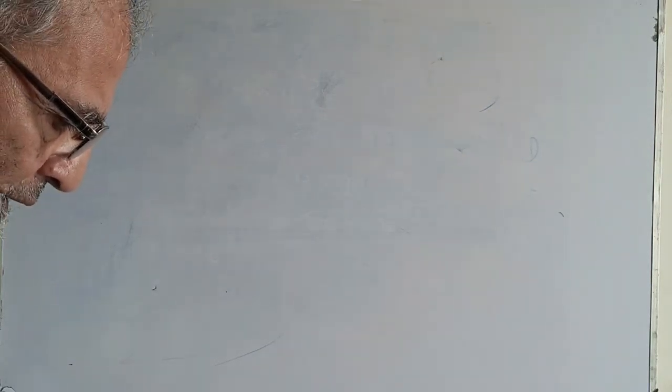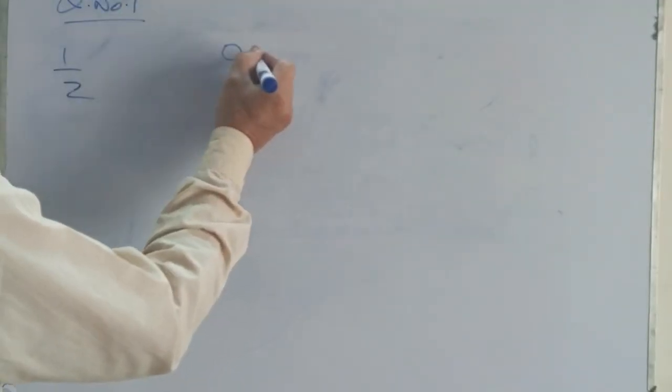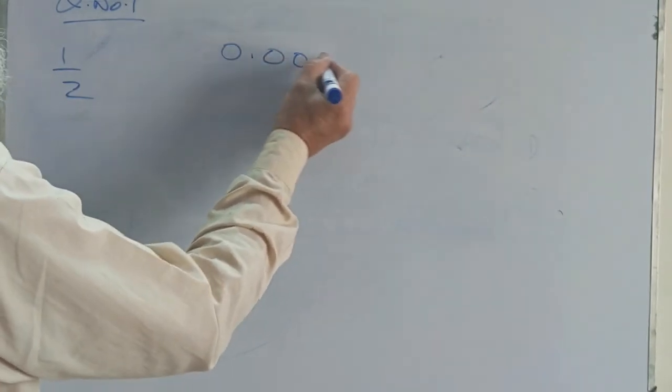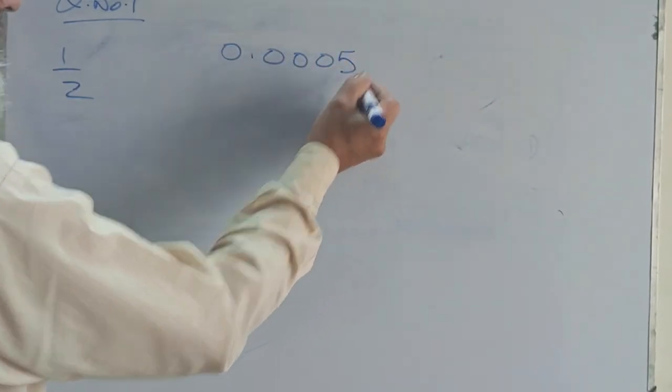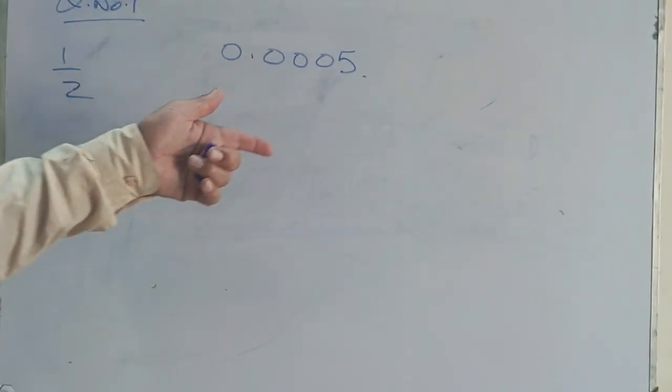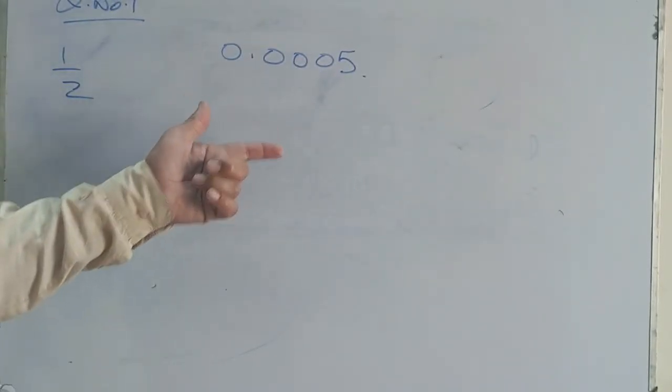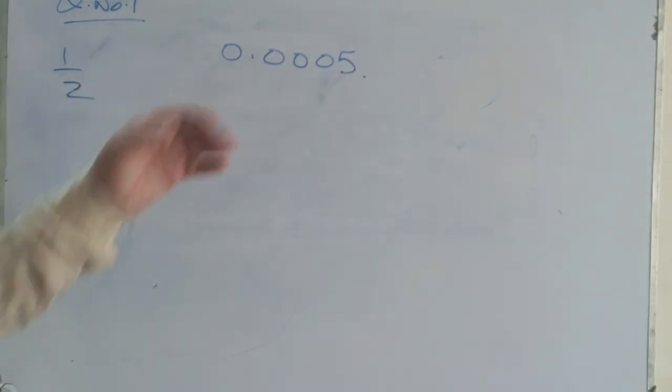Suppose we have an example that is 0.0005. Now we have to convert this format into the standard form. So how will we do it? It is very simple to convert it into the standard form.